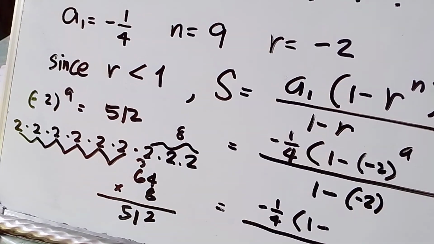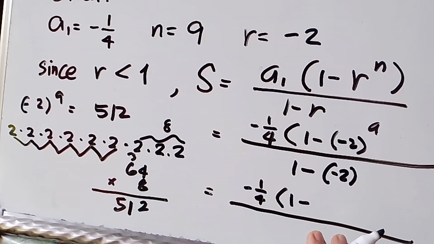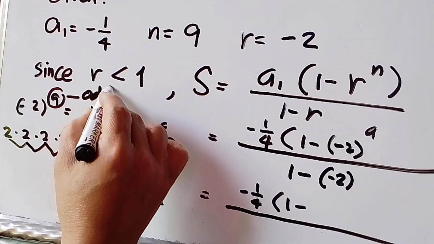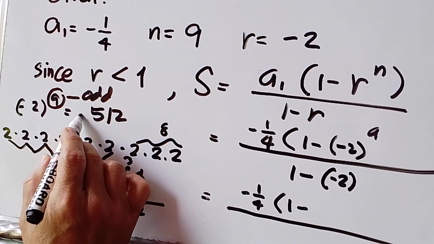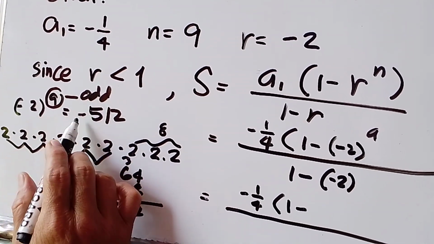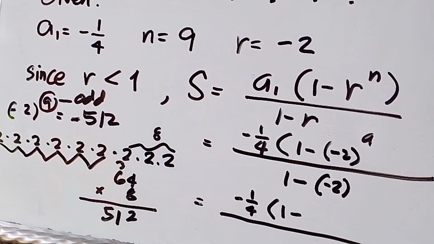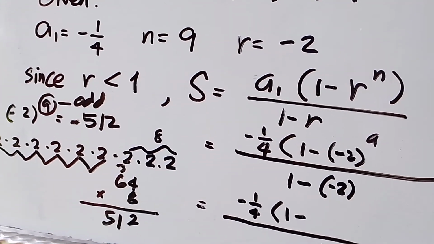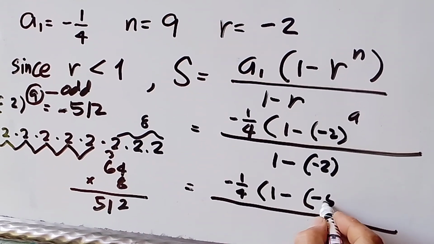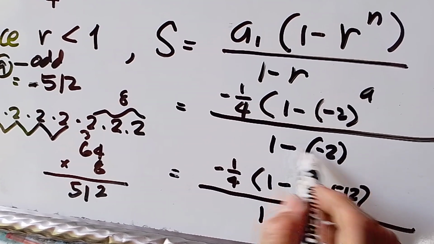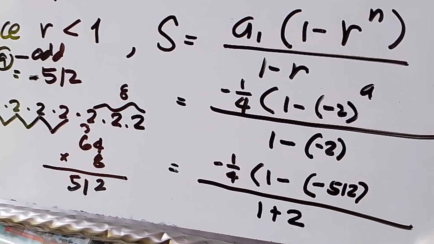But what is the sign? Since the exponent is odd, if odd, this will be negative. If even, this will be positive. Since 9 is odd, the sign is negative 512. So, this will be negative 512. Then, 1, negative times negative, that will be positive.